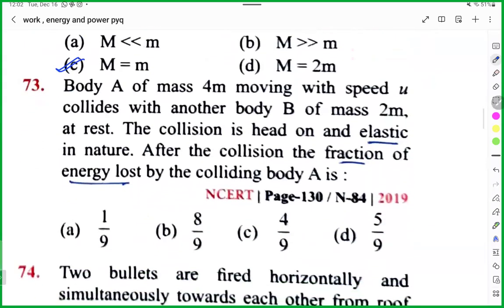Solve this question. A body A, of mass 4m, moving with this speed, collides with another body B, which is at rest. The second body is at rest, the first body moving with some speed. The collision is head on and elastic in nature, perfectly elastic. After collision, what fraction of energy is lost by the colliding body A?